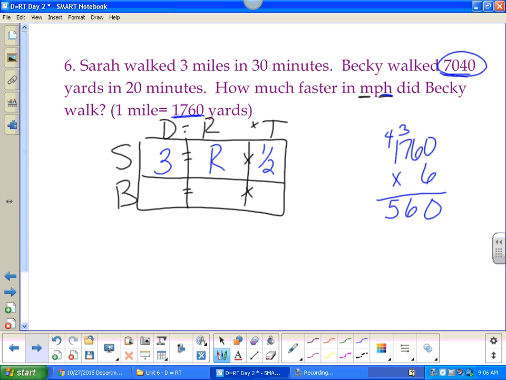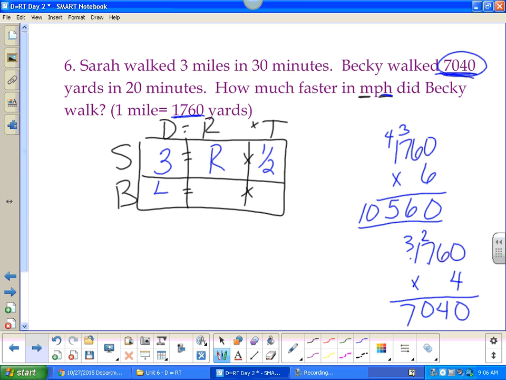6 times 1 is 6. Plus 4 is 10. We're way over. I'm at 10,000 and some change. I need to be 7,000. So let's go down a little bit. Let's try 4. 4 times 0 is 0. 4 times 6 is 24. 4 times 7 is 28, 29, 30. 4 times 1 is 4, plus 3 is 7. There you go. So 4 miles.